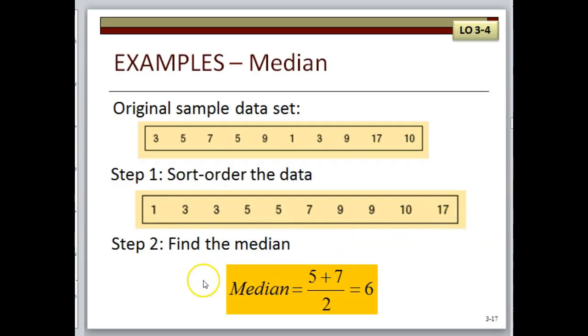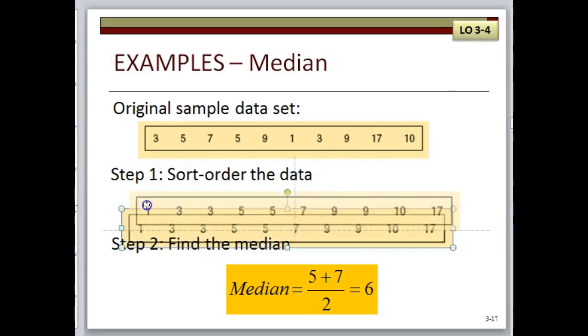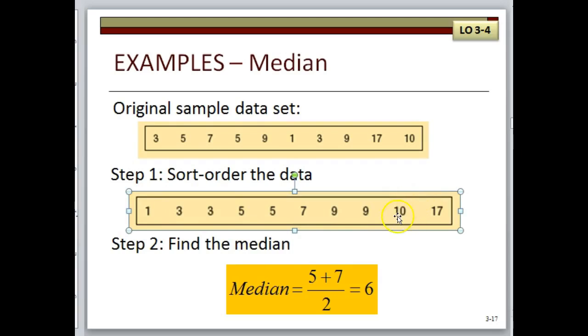Our second step is to find the median. To find the median, we're looking for the middle point. So what I like to do is I'll take my pen, and you can do this too. I will cross out the 17, then I'd cross out the 1. Cross out the 10 and the 3, the 9 and the 3, the 9 and the 5, until I worked my way down to my 2 middle numbers, which are 5 and 7. So I take 5 plus 7, divide that by 2, and I get my median, which is 6.